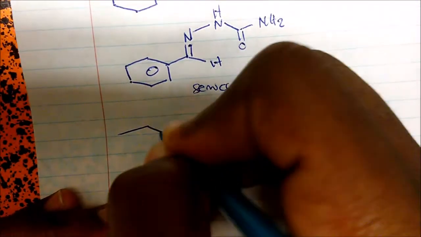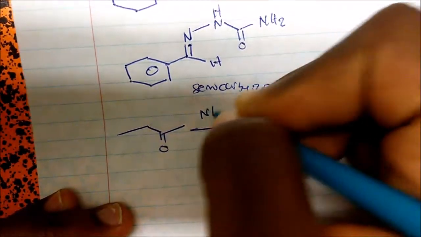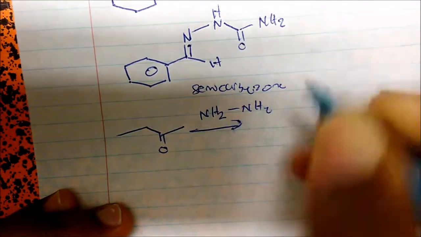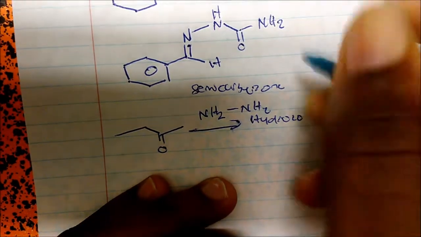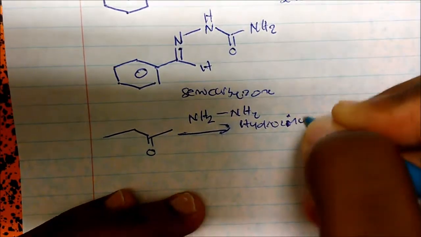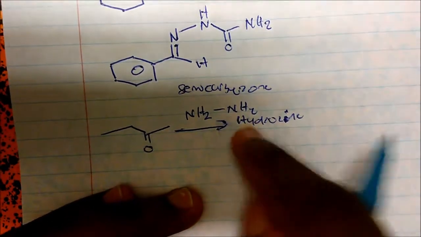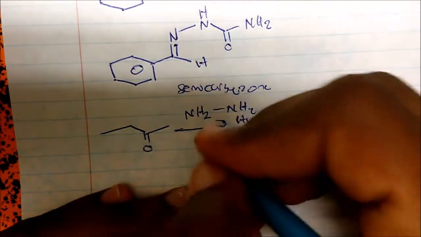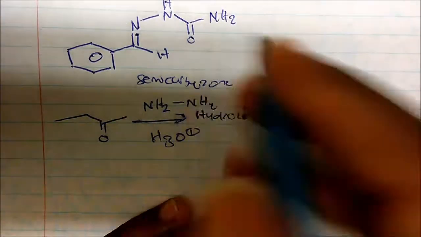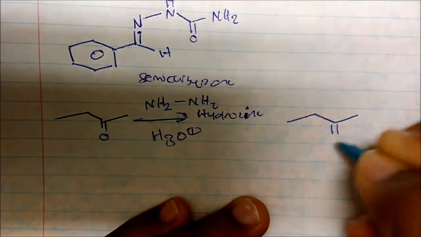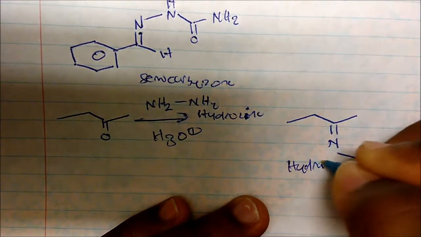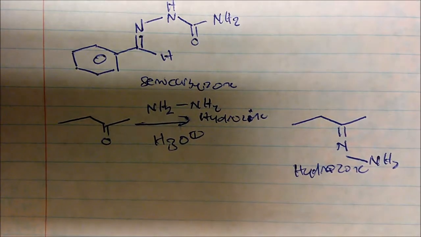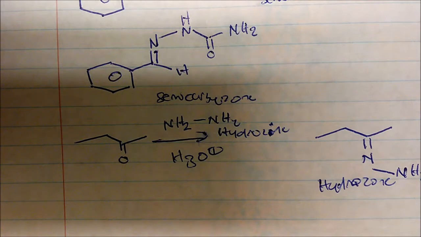Now, if we take 2-butanone and we add NH2NH2, this is actually hydrazine. This is actually rocket fuel. This is what they use in rocket fuel. And we add acid. Well, again, I'm going to lose an excess of two hydrogens, and I form my hydrazone. Okay? So again, you can see that these chemistries are not difficult as long as we see the pattern.